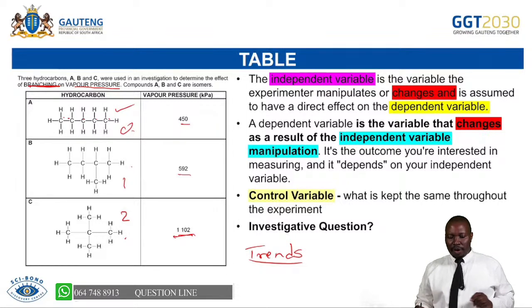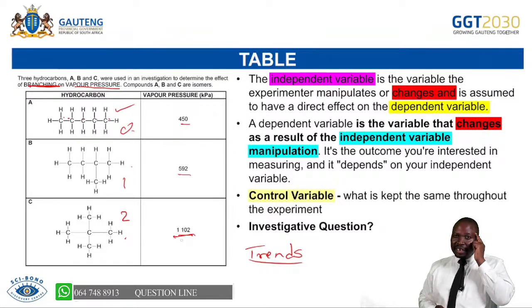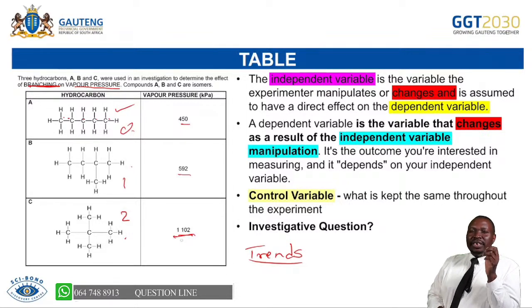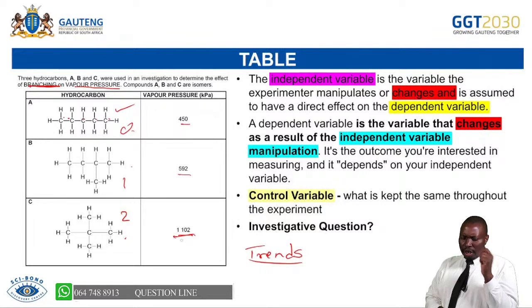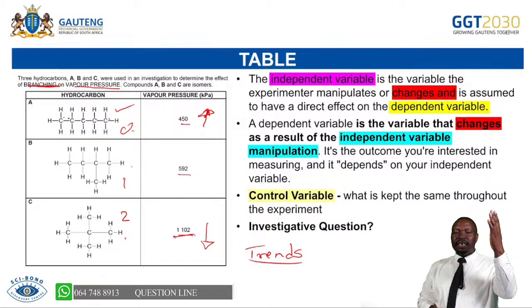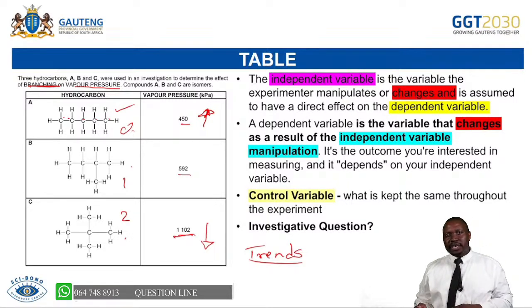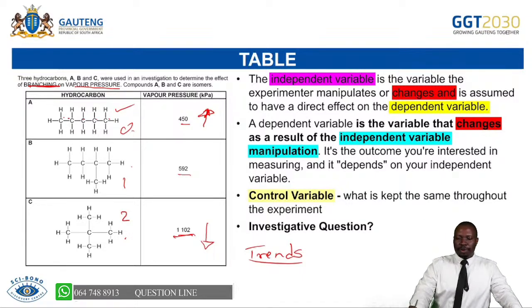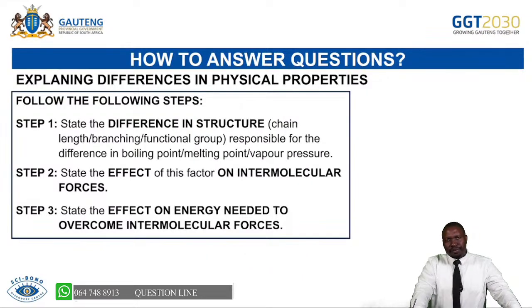So when vapor pressure is highest, always have that in mind: highest vapor pressure means lowest boiling point. So in terms of the structure, boiling point will be the highest in A and lowest in C. Where the vapor pressure is highest, the boiling point is lowest. Where the vapor pressure is lowest, the boiling point is high. So always have that in your mind and it will help you. I hope that helps you now.